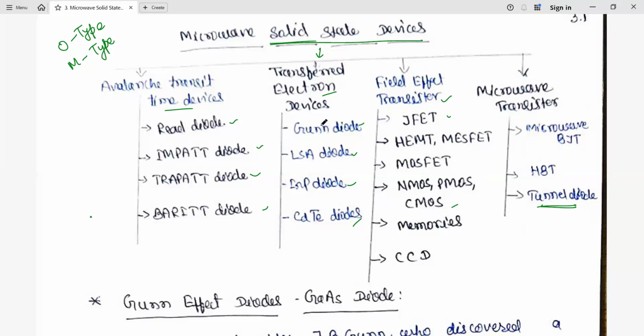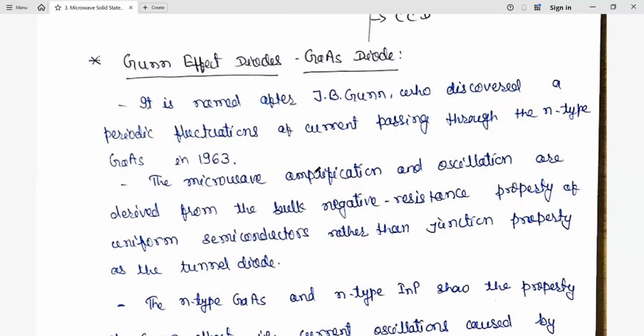Here we are going to discuss these transferred electron devices, that is, the Gunn diode. Before this, we will see what the Gunn effect is. So this is about Gunn effect diodes.